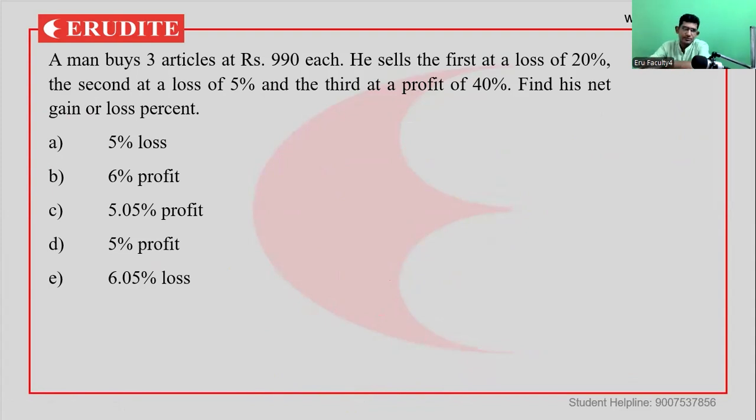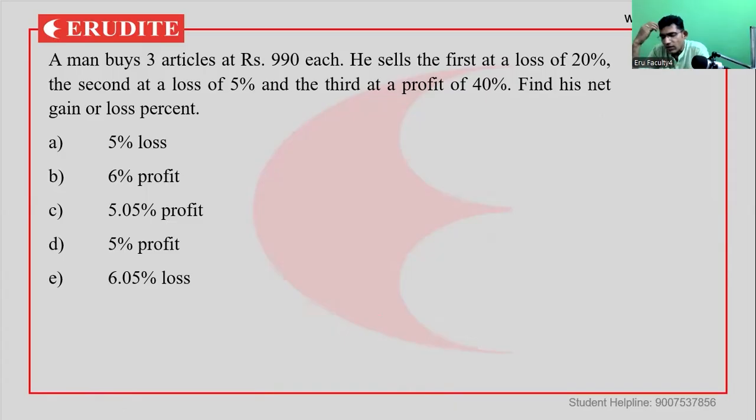Now, we take the next example. Here it says, a man buys 3 articles at rupees 990 each. He sells the first at a loss of 20%, the second at a loss of 5%, and the third at a profit of 40%. Find his net gain or loss percentage. Now, this question we can do by our traditional method, because cost price is given, percentage profit or loss are given, so we can find the sales price, then total cost price, total sales price. So it will take around 5 to 6 minutes if you are good at calculations.